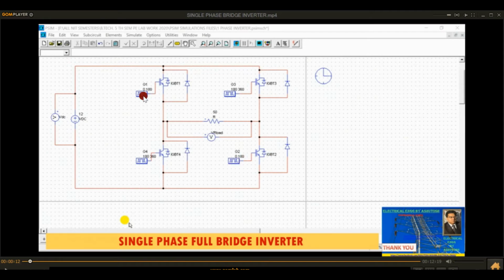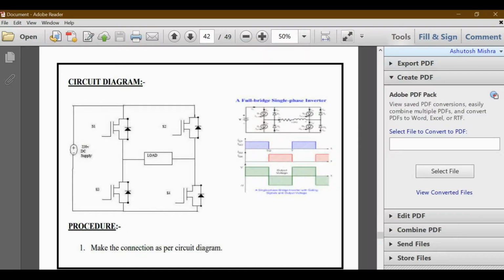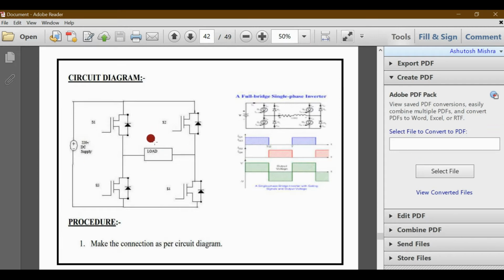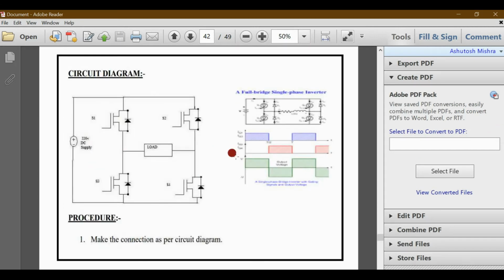You can also change the conduction angle by double clicking on this gating signal. We can see this will be your square wave output. You can see this is the square wave output. And what is the procedure? You can see this is the procedure.